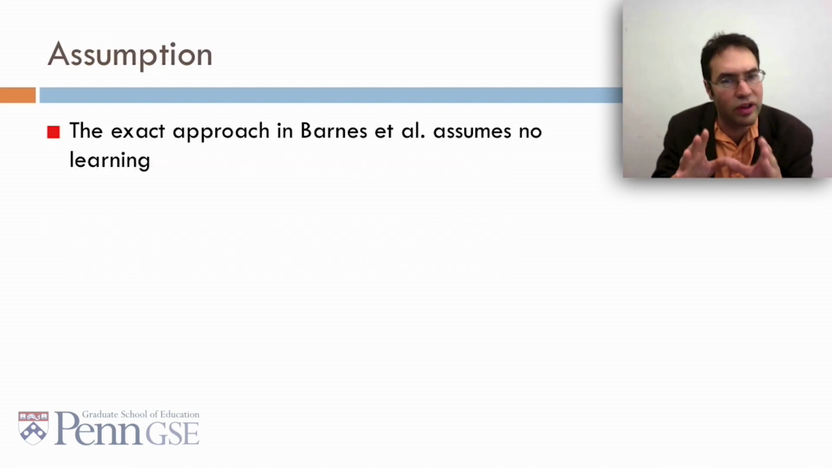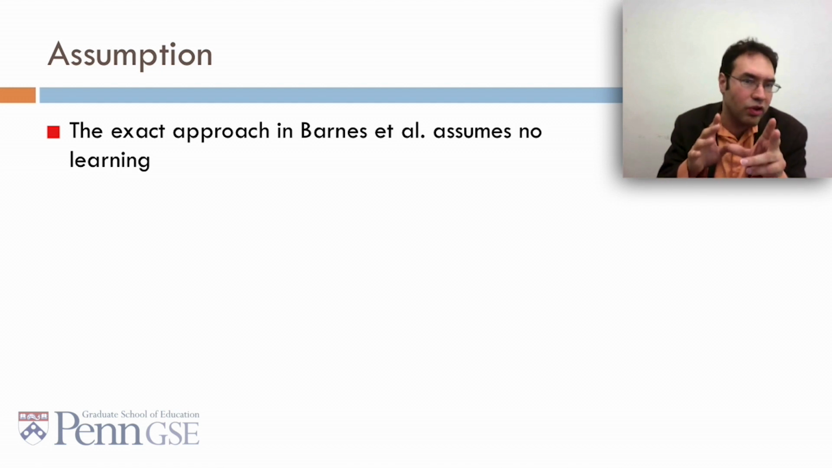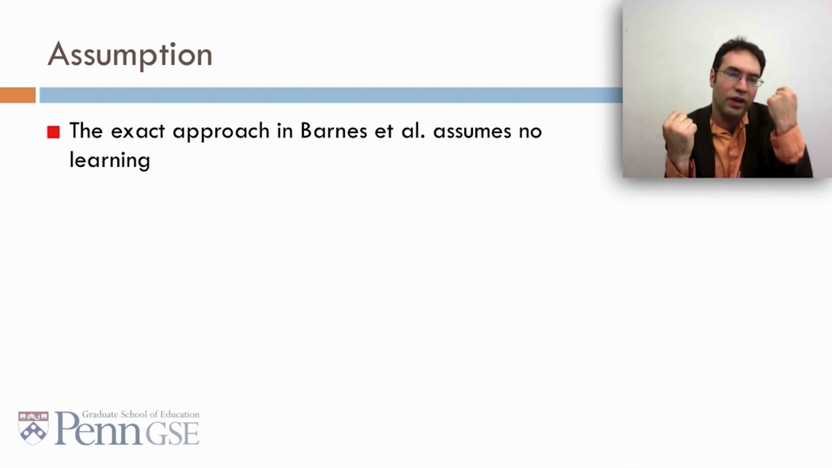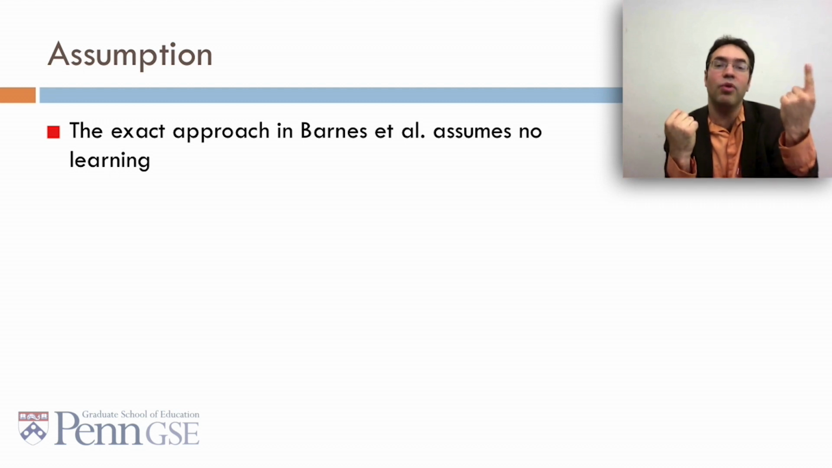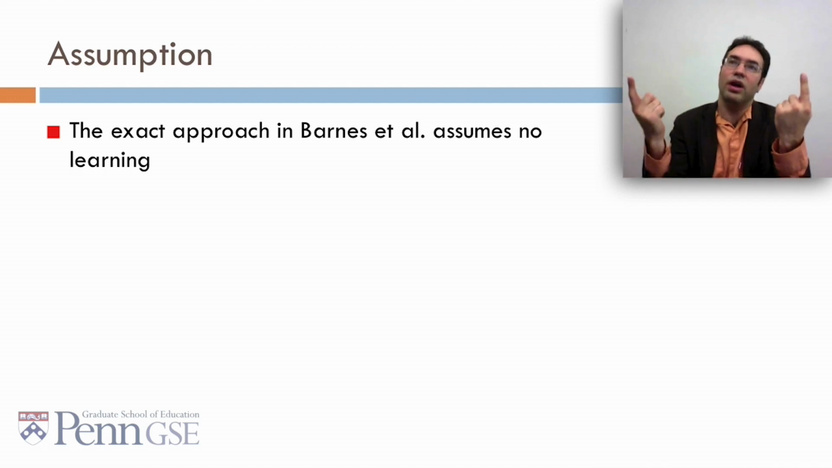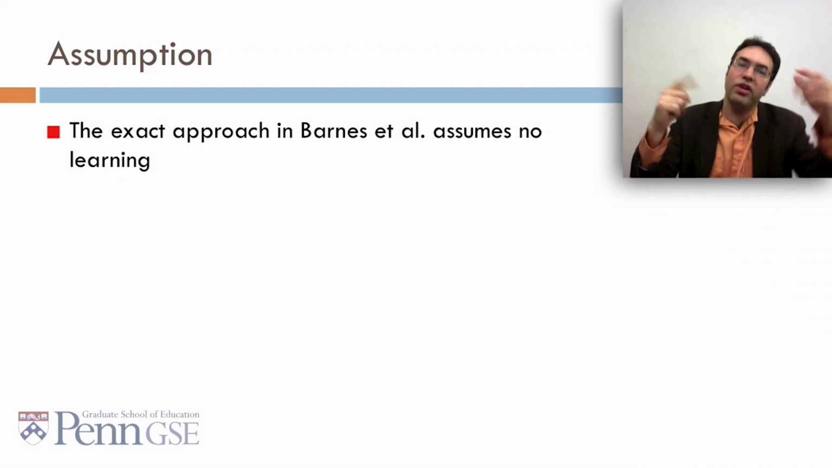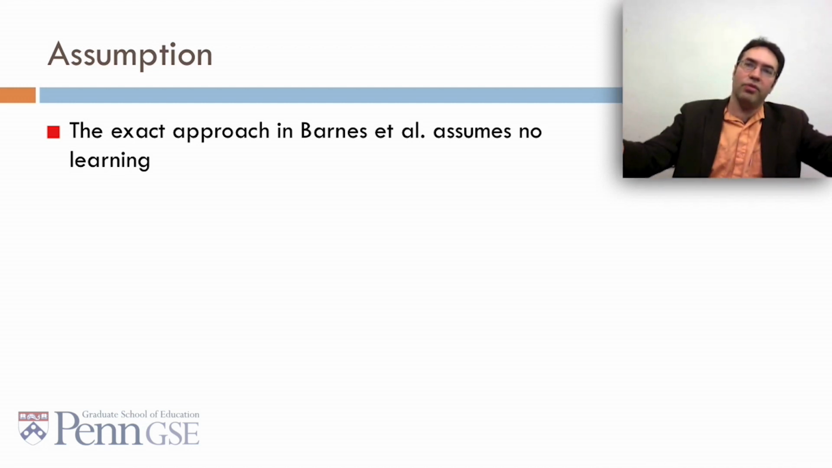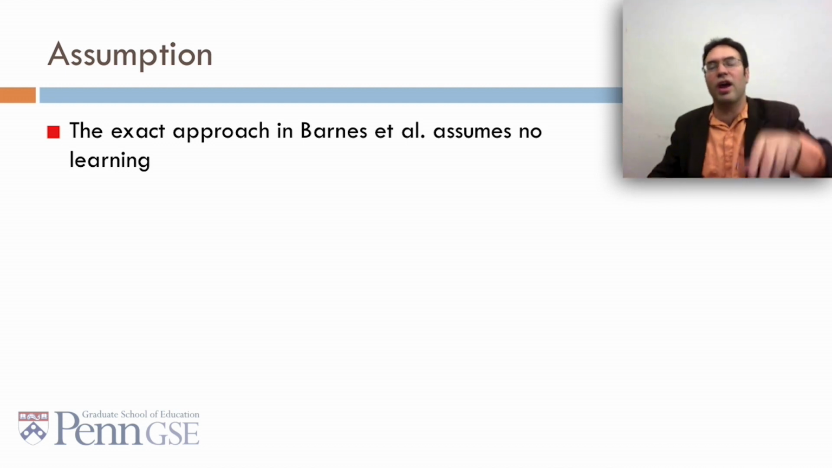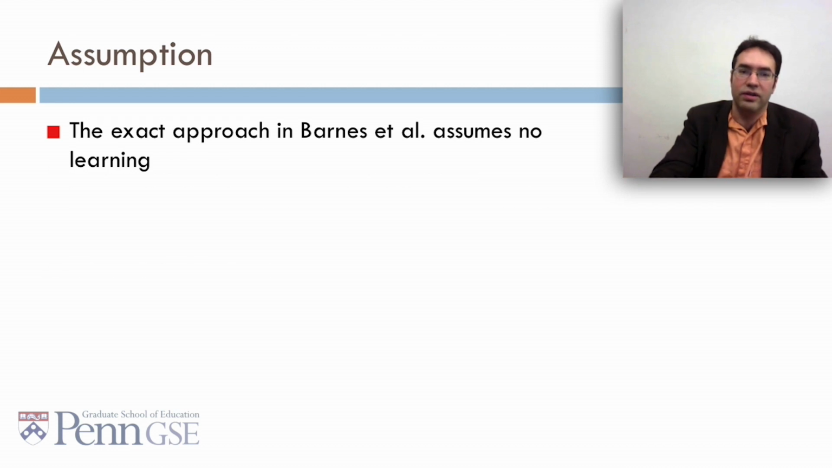It's also worth noting that the exact approach in Barnes et al. assumes no learning. In other words, if item 1 and item 2 both involve the same skill, and you take item 1, you will not be any more likely to get it right or wrong on item 2, given having done item 1. Item 1 and item 2 are correlated, but it's not like doing item 1 then makes you better at item 2, or doing item 2 then makes you better at item 1. You're not getting better over time. It's like IRT, not like BKT.